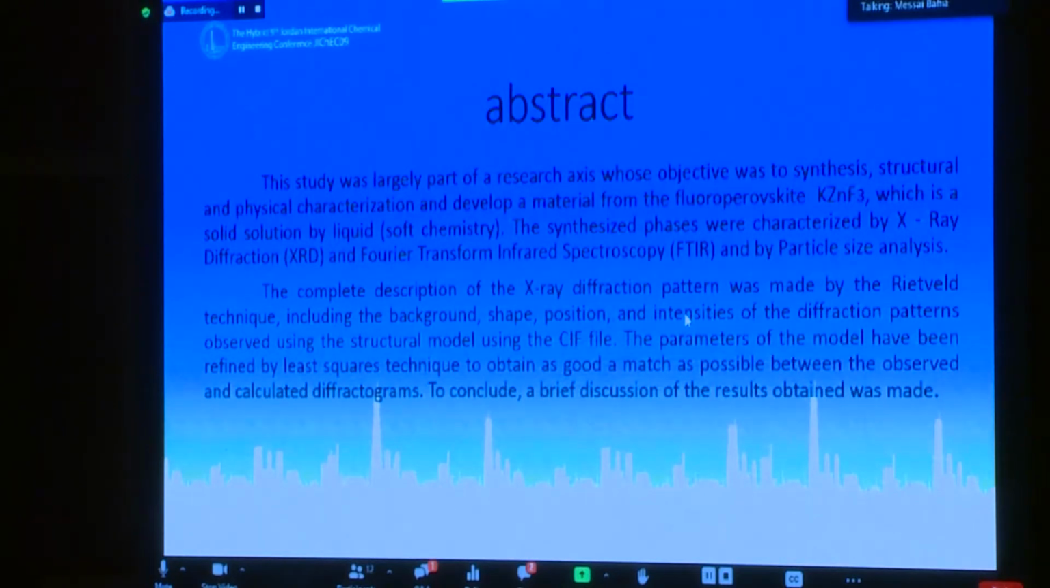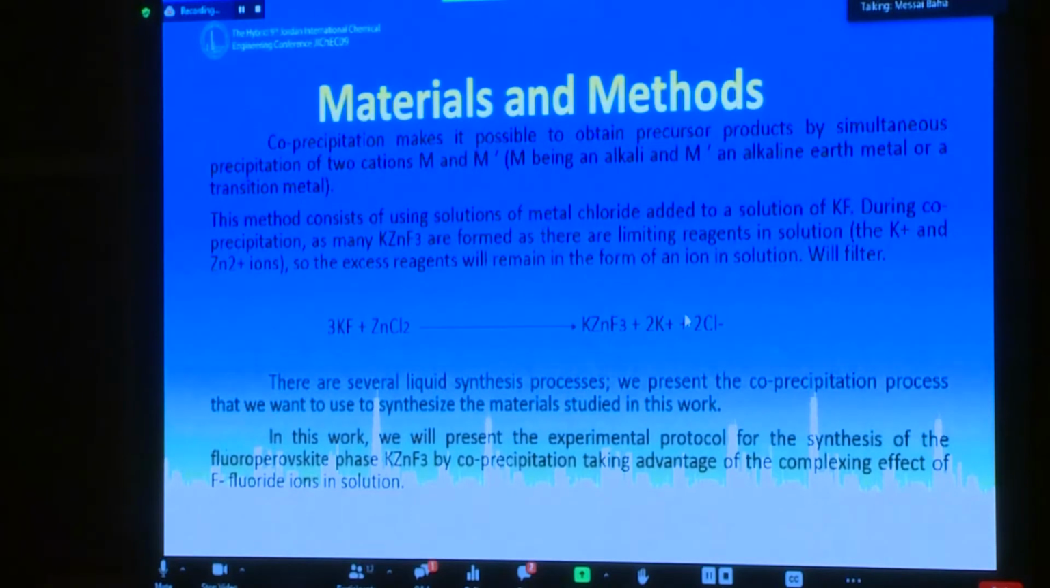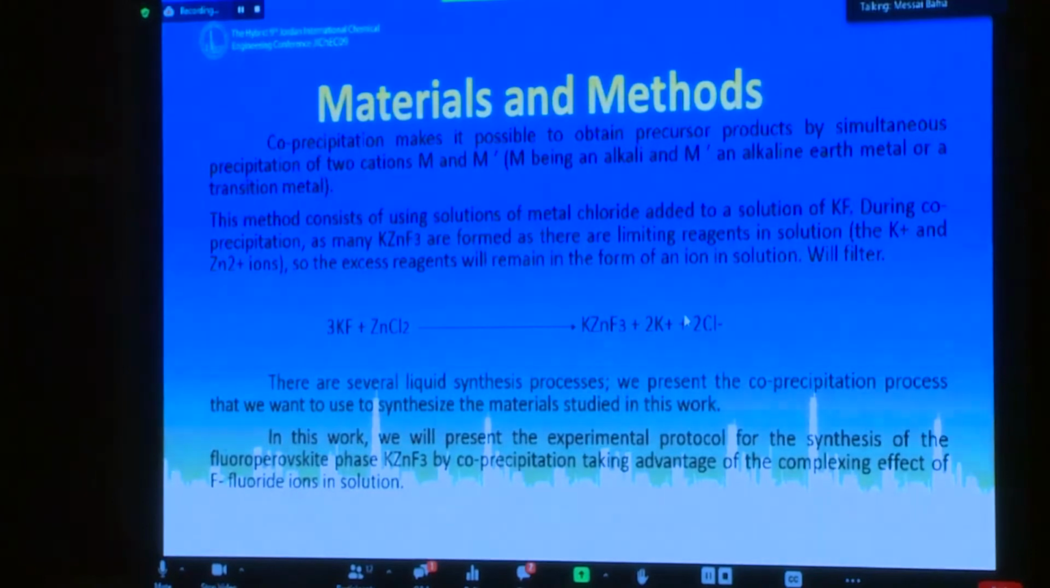So, we'll start with the preparation of the material. Co-precipitation makes it possible to obtain precursor products by simultaneous precipitation of two cations, M and M', M being the alkali and M' the alkaline earth metal or transition metal. This method consists of using a solution of KF. During the co-precipitation, KZnF3 is formed, with a limiting reagent in solution, which is K+, the ion of potassium, and the ion of zinc, which is Zn2+.